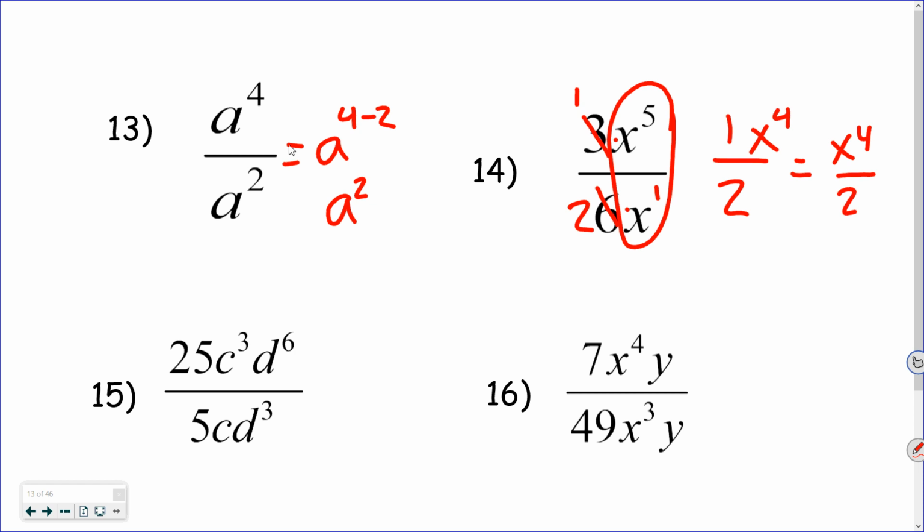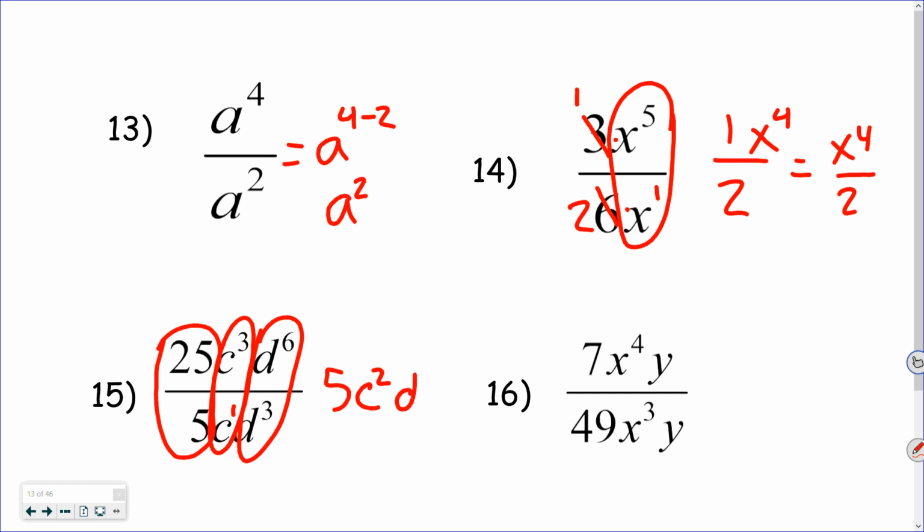So on 15, just reduce that part. 25 divided by 5 is 5. Do the c's, that's c to the first. So the base stays the same. Subtract their exponents. 3 minus 1 is 2. The d's stay, you got the same base, keep the base the same. Subtract the exponent. 6 minus 3 is 3. And that's the simplified form.